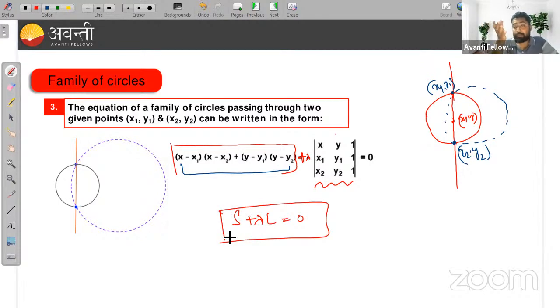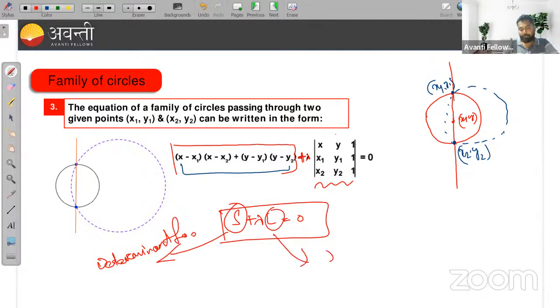Here we are using the diameter form of the circle and the determinant form of the line. The circle is in the diameter form and the line is in the determinant form. Okay, is that clear to everyone, guys?